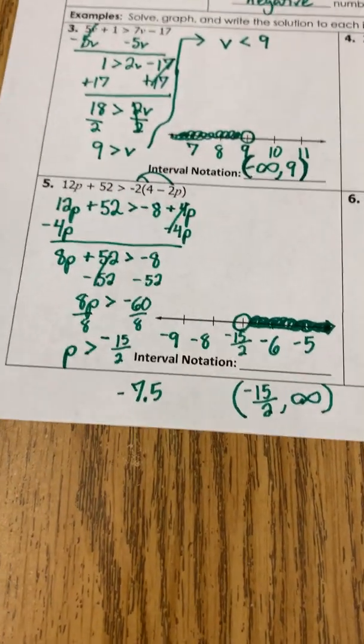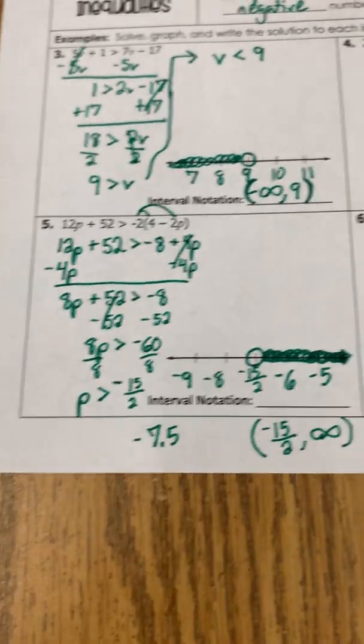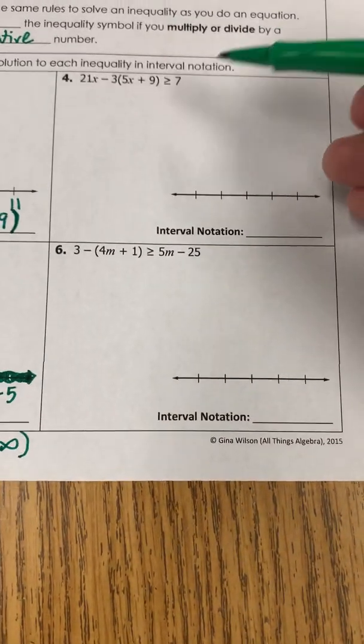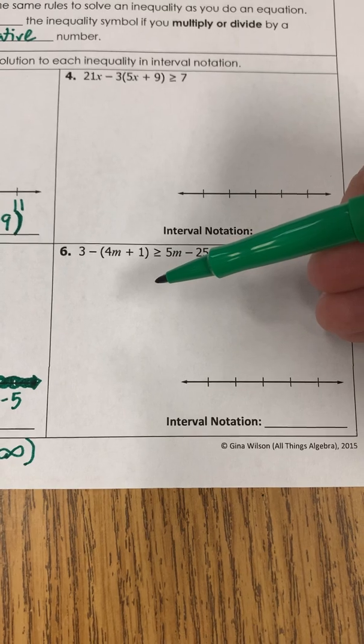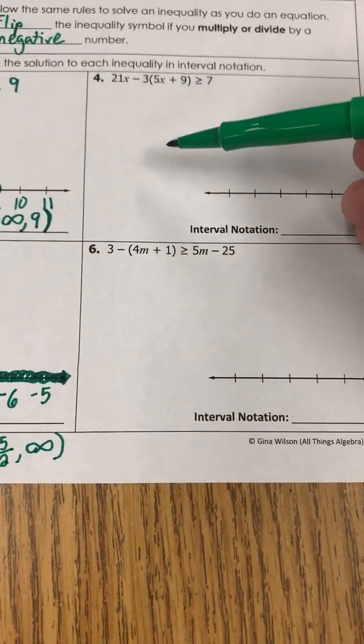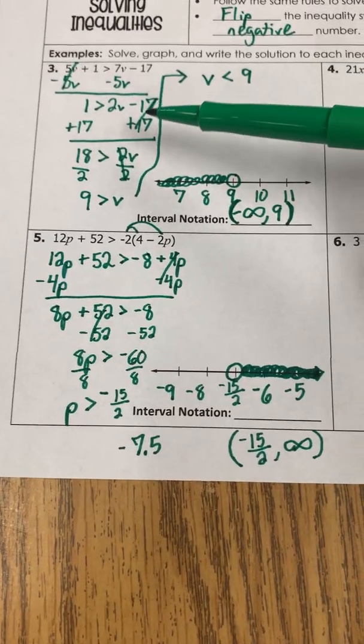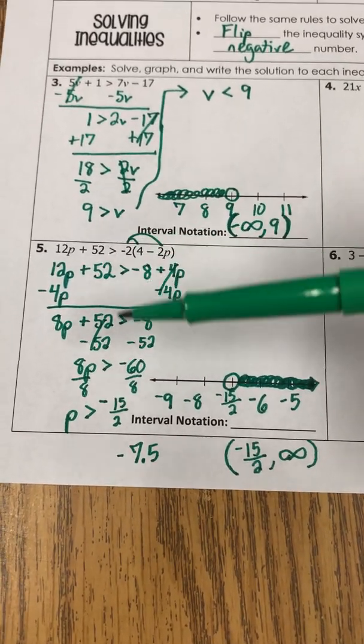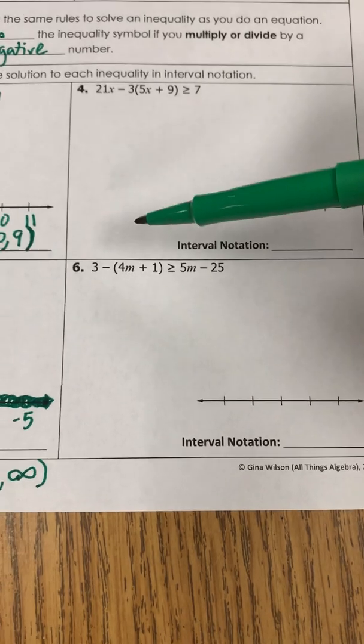Okay, so we did 3 and 5. One of your assignments is I want you to try on your own number 4 and number 6. Okay, when you take a picture, make sure you show all your steps. So it should look like this. We need to see each step so we know that you've accurately done the work. Okay?